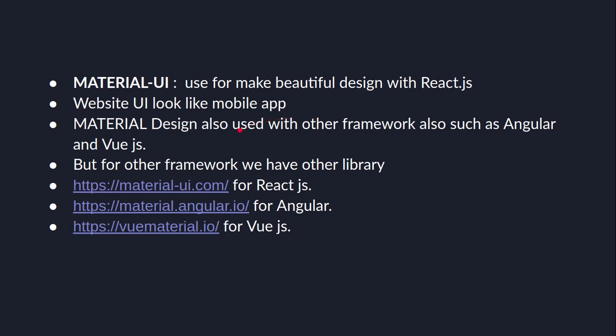And keep in mind that Material UI is also used with other libraries and frameworks also. Material UI can be used with the Angular and the Vue.js, but they have different libraries for it, right? For example, if you just want to use the Material UI with the React.js, then we have to go on material-ui.com. For the Angular, we have to go on material.angular.io, and for Vue.js, vuematerial.io, right? So these are the official websites for all the major libraries and frameworks in the front end, right?